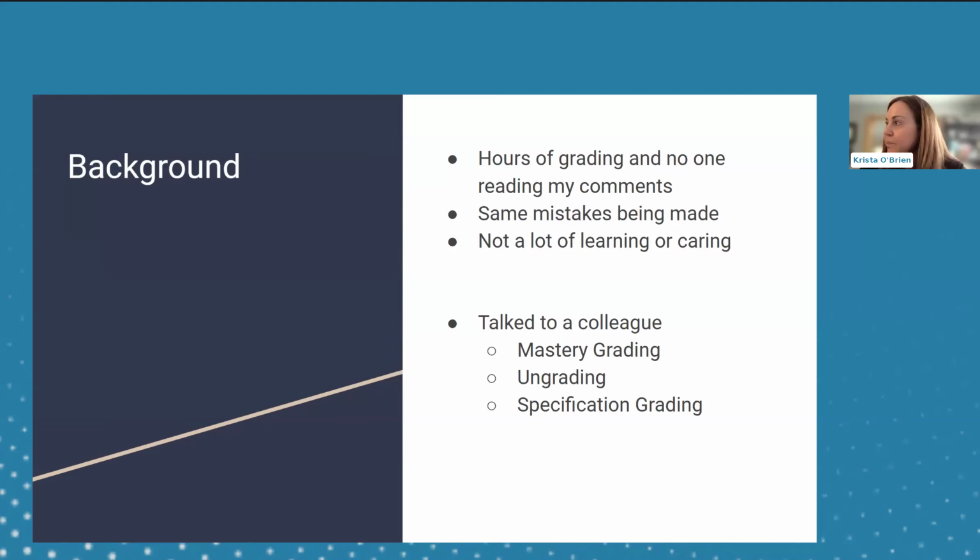So like I said before, I talked to a colleague who was doing mastery grading, or they call it ungrading, or you might have heard it called specification grading. Those are just some other terms for how you might have heard this before.